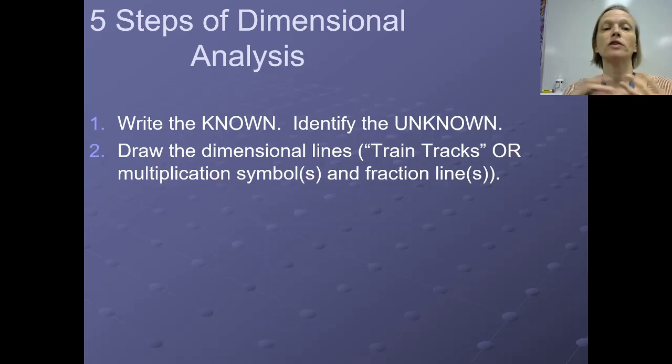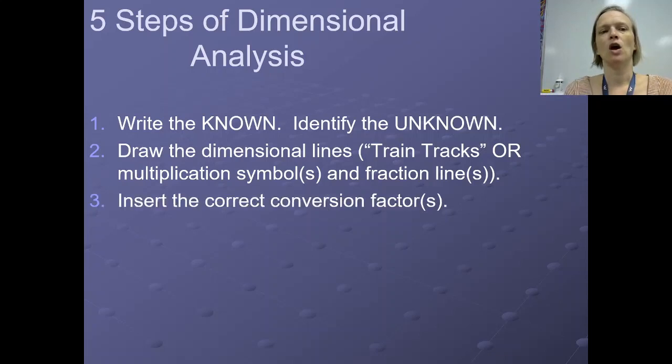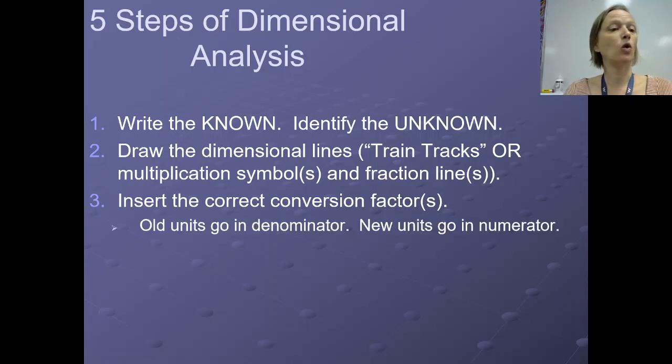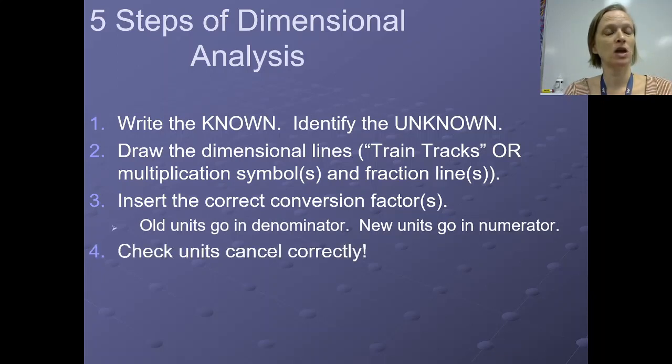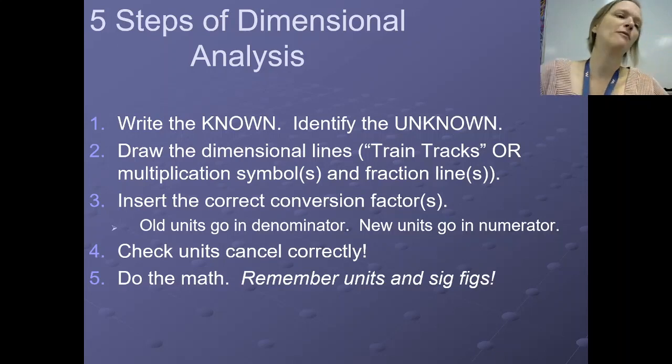The second step is to draw the dimensional lines, those train tracks or the multiplication symbols. The third step is to insert the correct conversion factor. Then remember that old units go into the denominator, new units go into the numerator. And then it's just a double extra check. Make sure that your units cancel correctly. Make sure that you've put the conversion factor in the right direction. And then step 5 is to do the math. When you're done doing the math, check to make sure that you've remembered your units and that you have the correct number of significant figures.